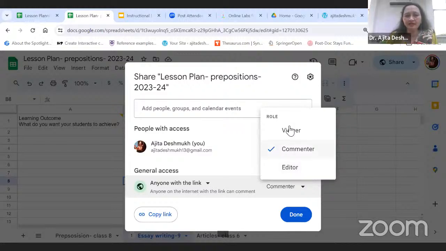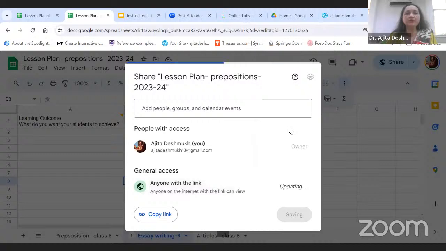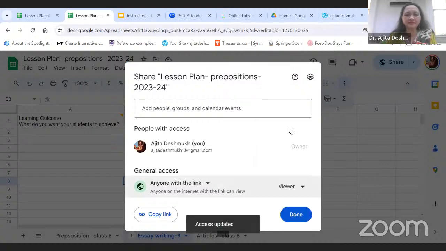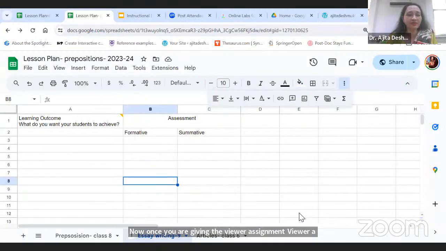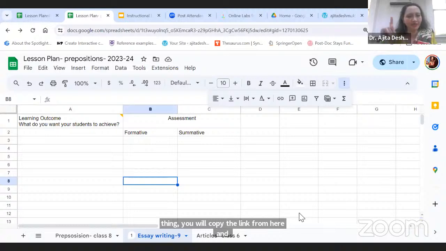अभी हम क्या करेंगे? हम सिर्फ viewer access रखेंगे because you are submitting the assignment, correct? Now once you are giving the viewer का thing, you will copy the link from here and it will be done. So now if I share the link with you, you will be able to see this. Okay, I'll do that. ठीक है?